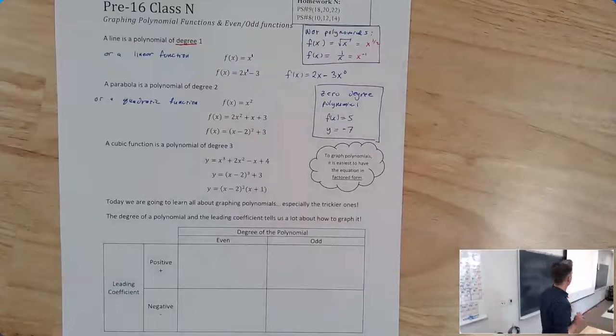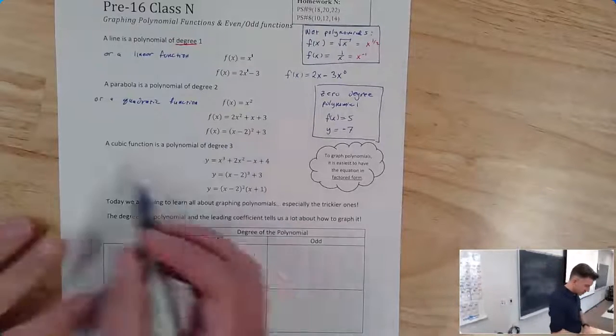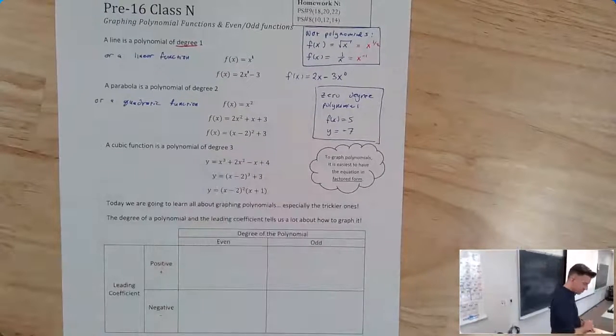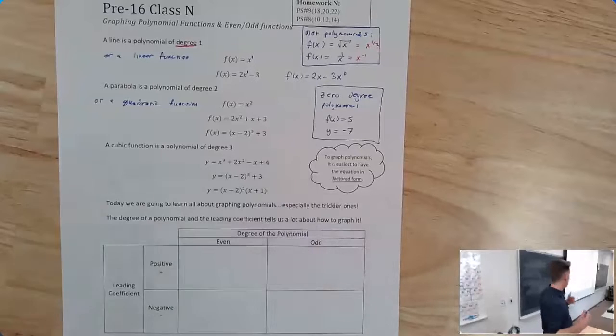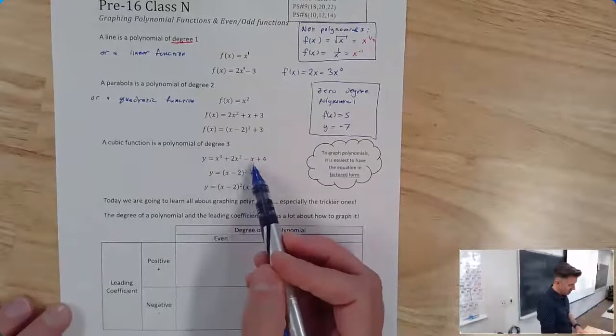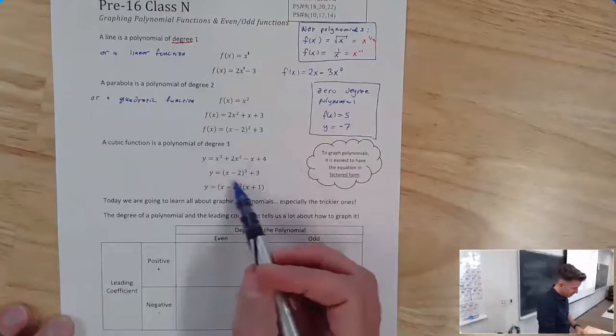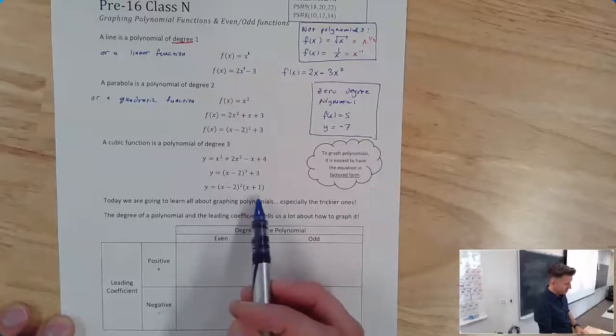Okay. And thirdly, a cubic function is a polynomial of degree 3. We don't really have a good name for its graph. So here are some examples. Again, we're just looking at things where you've got powers of x that are not negative and not fractions, right? Integers. I shouldn't say not fractions, because there's lots of not fractions that are also not integers, like square roots. But here we have something like x cubed + 2x squared - x + 4, or (x - 2) cubed + 3, or even (x - 2) squared times (x + 1).